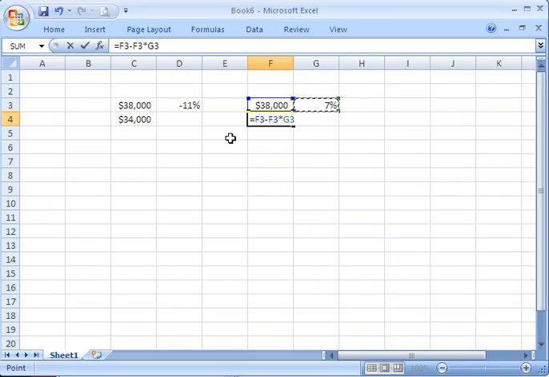The formula here is the same as this one, except that here I'm subtracting off a percentage. Since I'm subtracting off something, I subtract off a positive amount. Does 7% get me down to $34,000? No, that's not far enough.